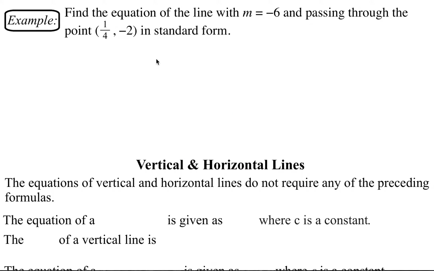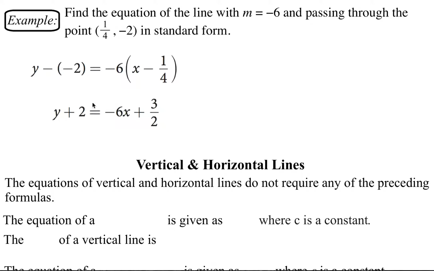Here's another example. Find the equation of the line with a slope of -6 that goes through this point. We want this one in standard form. So we have the slope and we have a point. So again, using point slope form, we're going to do y minus y1, which is -2, equal to our slope times x minus x1. Distribute your 6 through the parentheses, a minus 6x, and then that becomes a plus 6 over 4. Reducing that, you get 3 over 2. And then subtracting 2 from both sides.